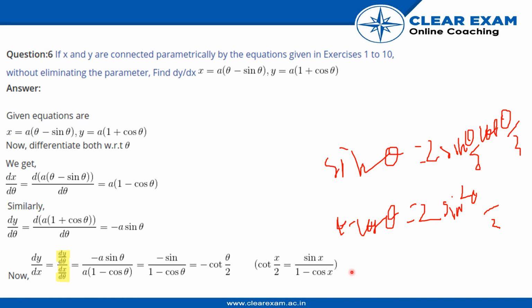cot theta by 2, hence dy by dx equals minus cot theta by 2 is the final answer.